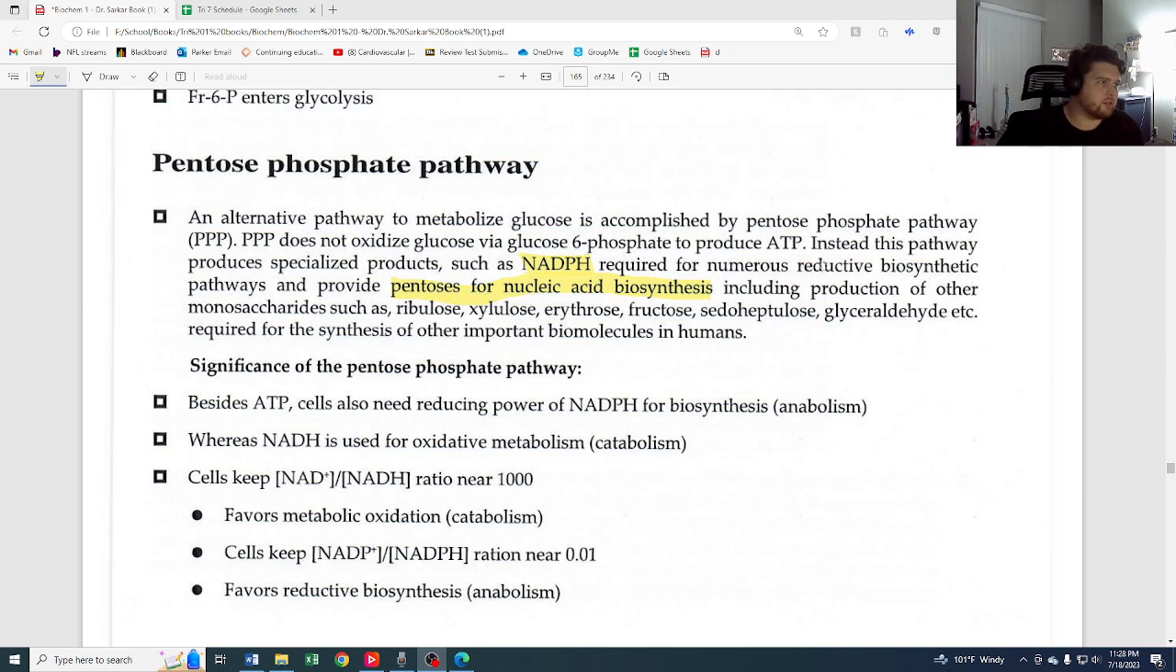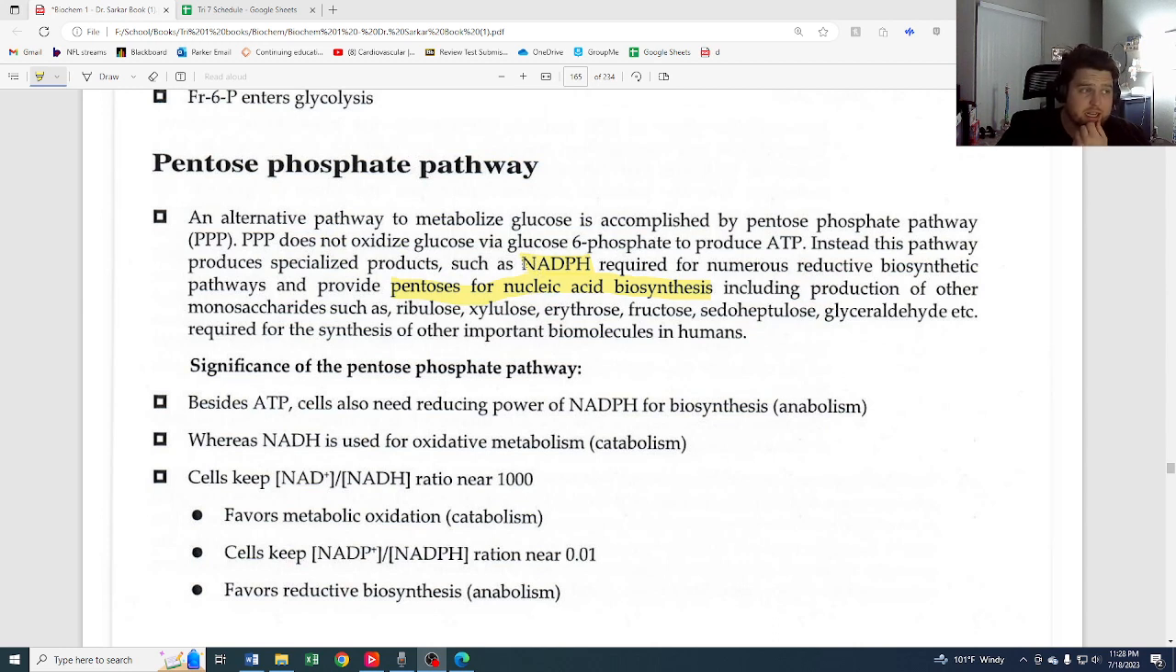In this part, we're starting fresh right here. We're going to start with the pentose phosphate pathway. This is the alternative pathway to metabolize glucose. It is accomplished by the pentose phosphate pathway, or PPP. PPP does not oxidize glucose via glucose 6-phosphate to produce ATP. Instead, this pathway produces specialized products such as NADPH.